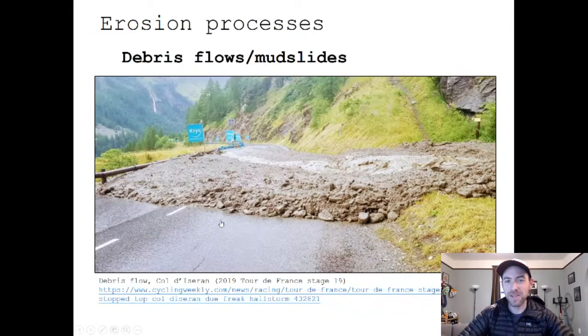I mentioned in my little intro that I'm really into road biking. So this was one of those situations that combined my two favorite things in the world, sediment transport and cycling. This was a debris flow that occurred in a big flash storm that ended up stopping the race. The race was in progress, about to come to this part of the route, and they had to cancel the stage mid-stage because of a big debris flow that occurred in 2019's tour.